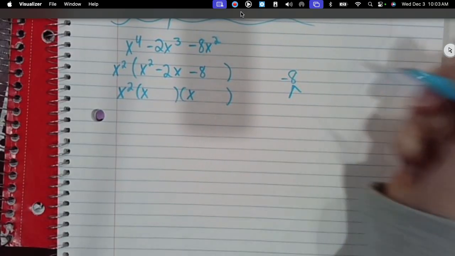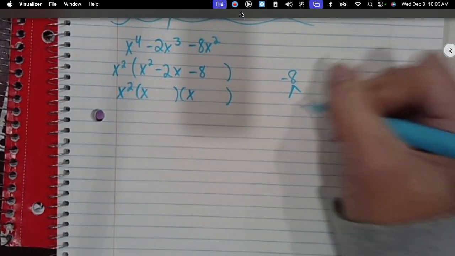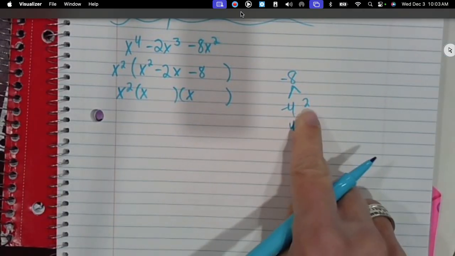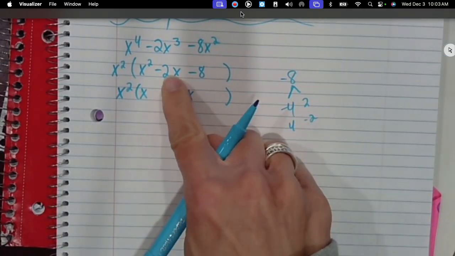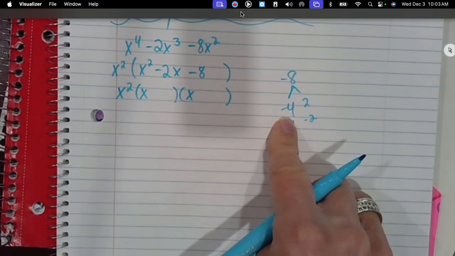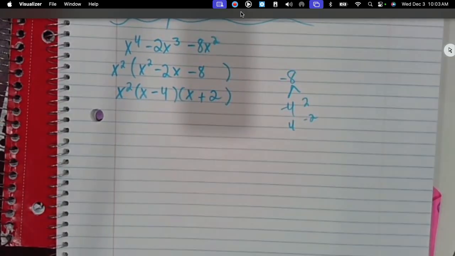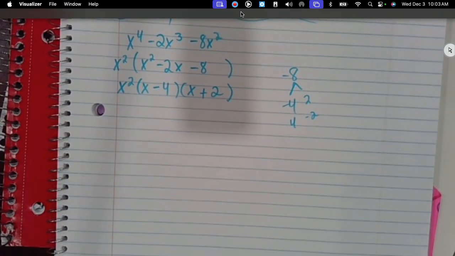What times what is negative 8? Negative 4 times 2. Or 4, negative 2. I could make more of them. Does that add up to negative 2? It does. So I'm going to write a negative 4 and a positive 2. Okay, that's factored form. That's what we did yesterday.